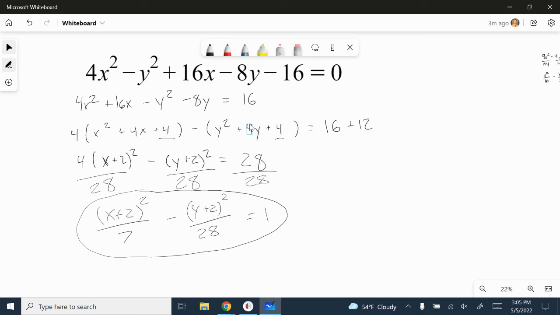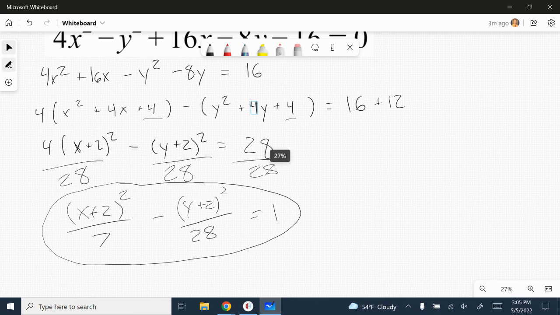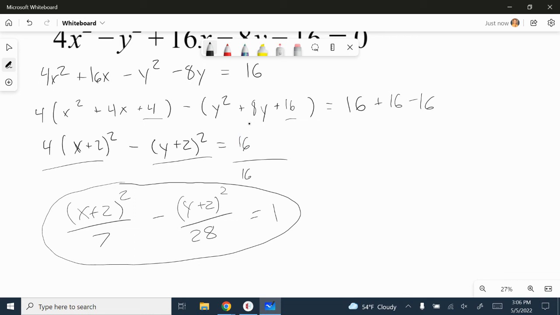I shouldn't have pulled out. I shouldn't have made this a 4. Here, let's fix this quick. So that should be an 8, which means this would be a 16. There we go. So therefore, that's why they're subtracting 16 and adding 16. And so therefore, this number should be a 16, which means we're dividing by 16, dividing by 16, dividing by 16. So this would be a 4 on the bottom.